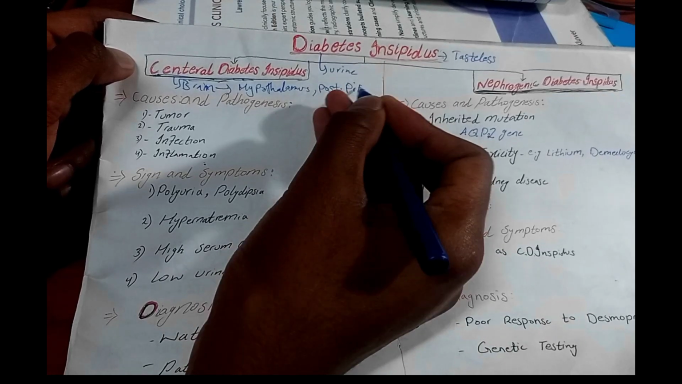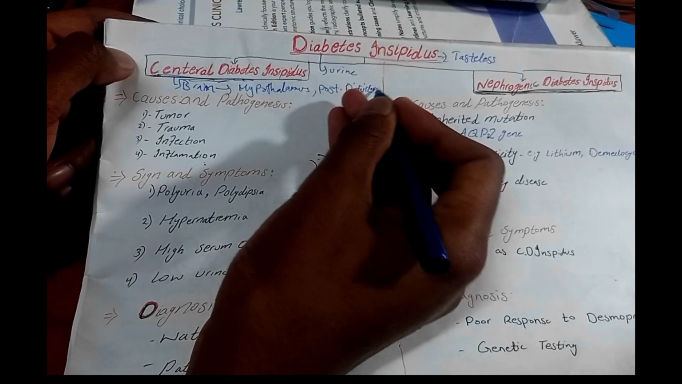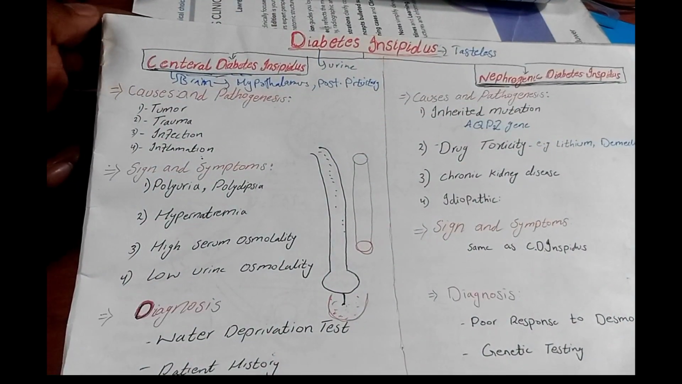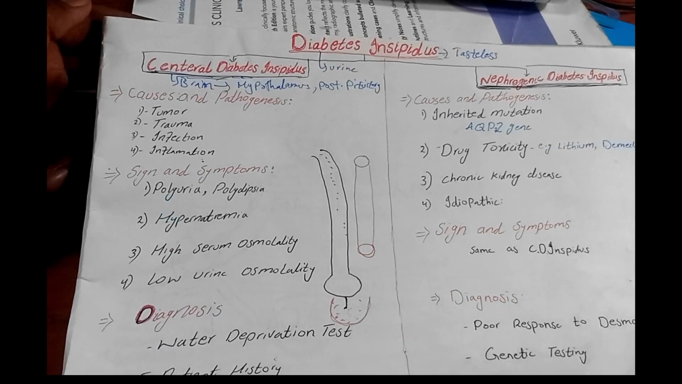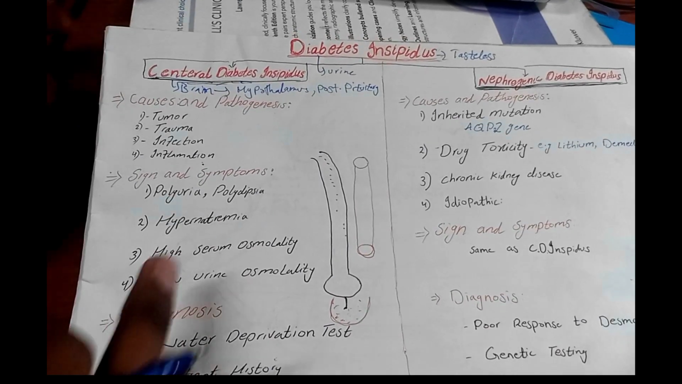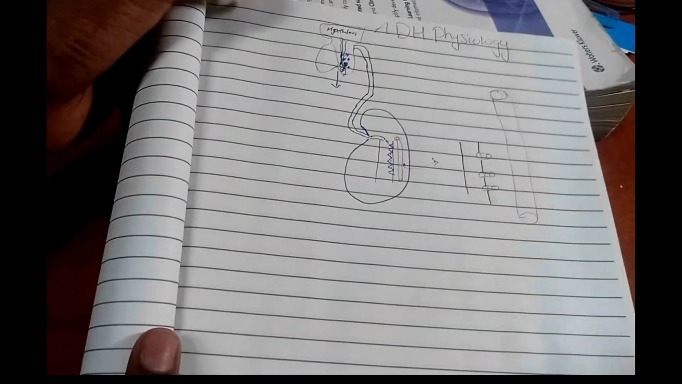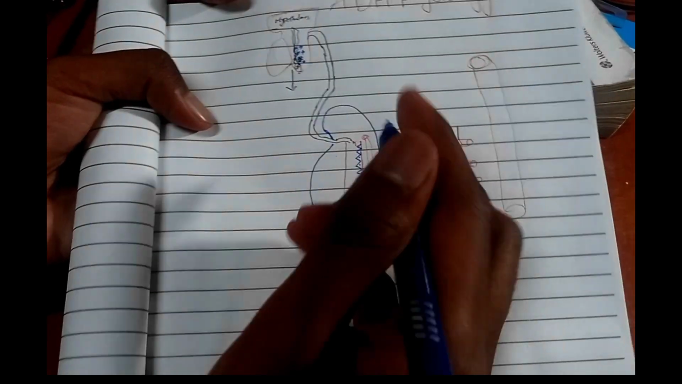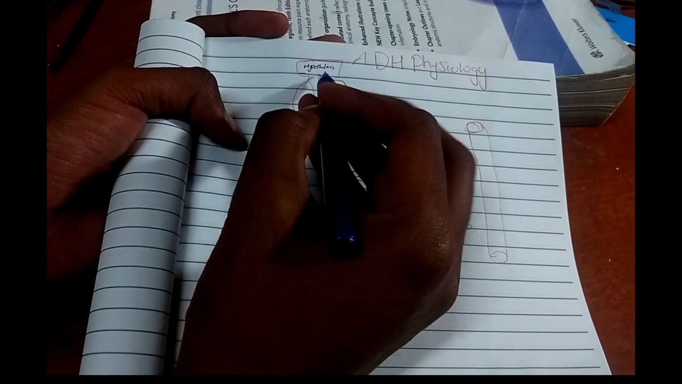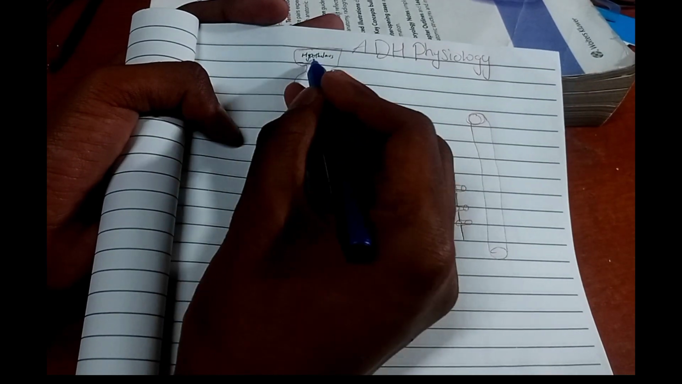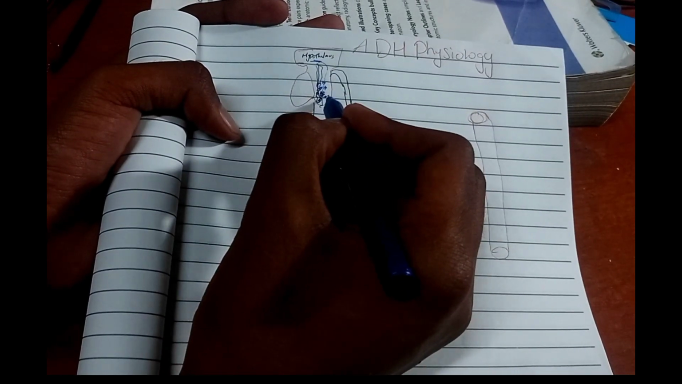First of all, we have to have a quick review of antidiuretic hormone physiology. Then we study its pathology. For a quick review, I draw here the ADH hormone and some of its functions. Here is the ADH hormone. ADH is produced in the hypothalamus and then stored in the posterior pituitary.